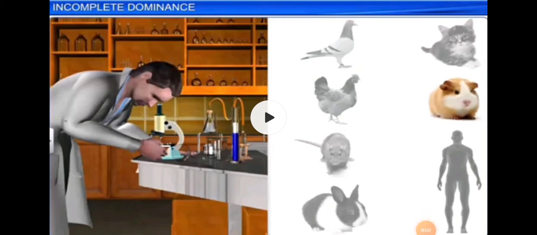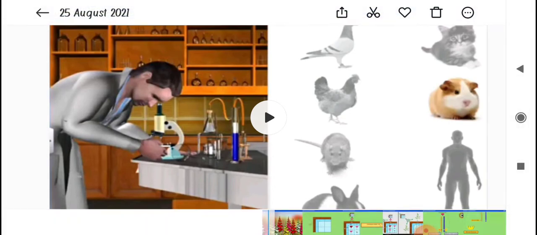So first let us study incomplete dominance. Incomplete means it's not completely dominant. It's a condition where the F1 has a phenotype that does not resemble either of the two parents.